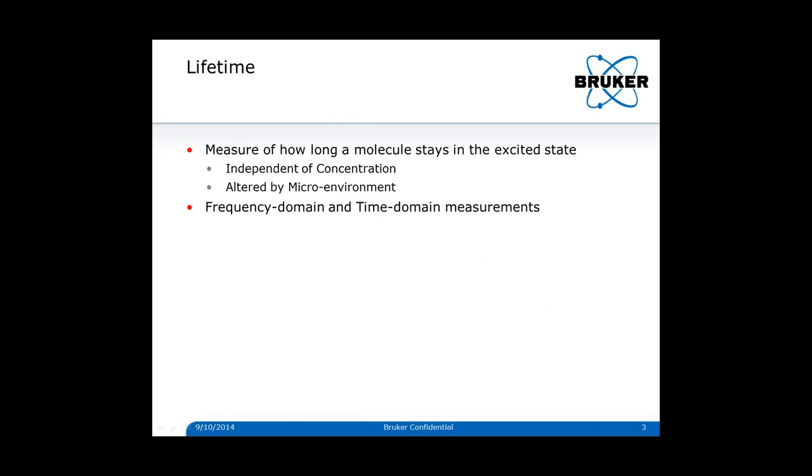So if you do it only once, you're unlikely to get the right lifetime value. You have to repeat the process several times, build a histogram, and then extract the lifetime value from that histogram. Lifetime has certain properties that are very exciting. One of them is that it is independent of concentration. Whenever we do intensity imaging with multiphoton scopes, because intensity depends on concentration, it's kind of hard to quantify, but lifetime is independent of concentration, so that's a very nice property.